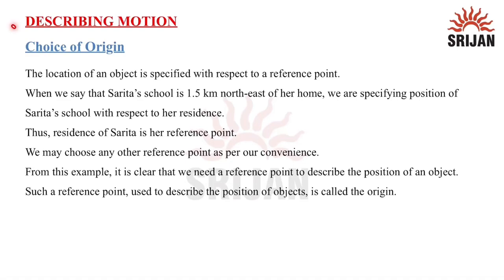In this video, we will learn about describing motion. And for describing motion, first of all, we need to choose the origin or the reference point. So the location of an object is specified with respect to a reference point.